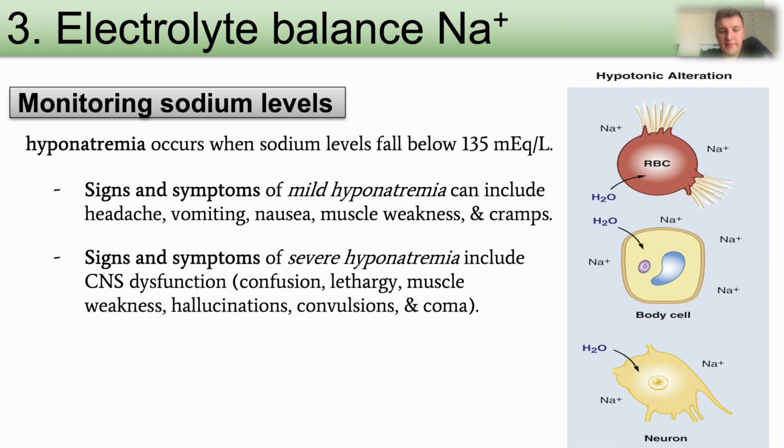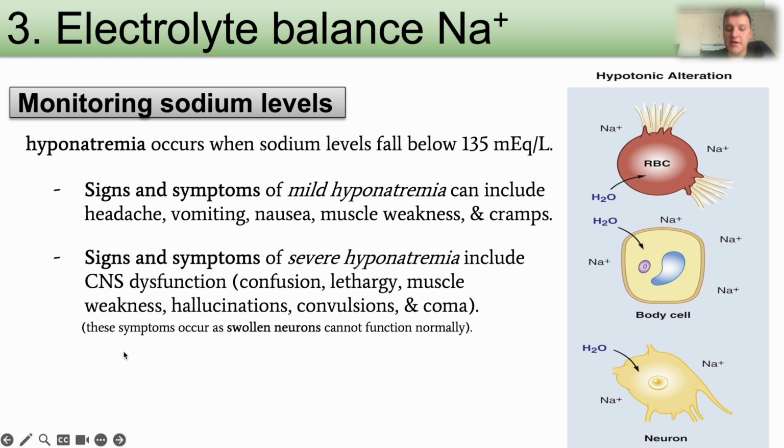For hyponatremia, this occurs when the sodium levels fall below 135 milliequivalents per liter. And the signs and symptoms of the mild hyponatremia, you could have headaches, vomiting, nausea, muscle weakness, and cramps. When it's more severe hyponatremia, you'll have CNS dysfunction. So confusion, your patient might feel lethargic, a bit of muscle weakness, maybe some hallucinations, convulsions, and if very severe, a coma, right?